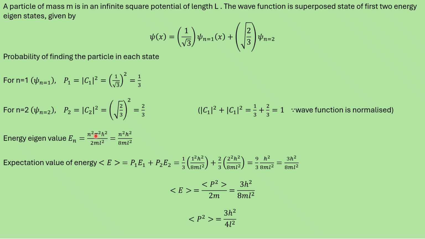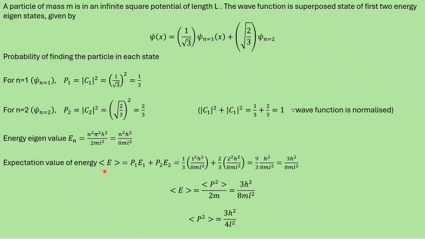And here it is, 1D as only x. So E equals n squared pi squared h bar squared by 2ml squared. And h bar we can write as h by 2 pi. So by putting the value h bar equals h by 2 pi, we can get this result, that is n squared h squared by 8ml squared.